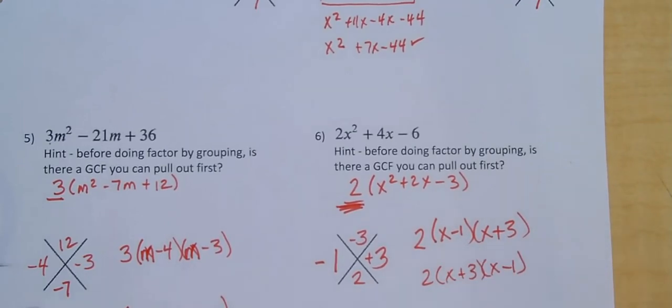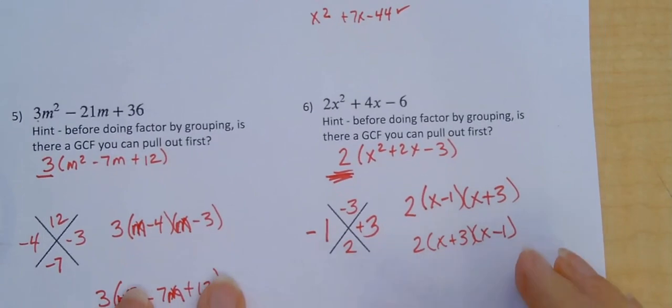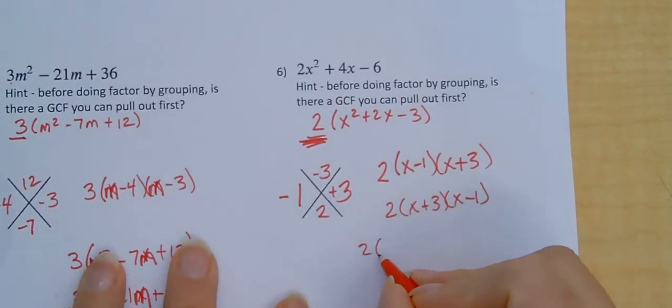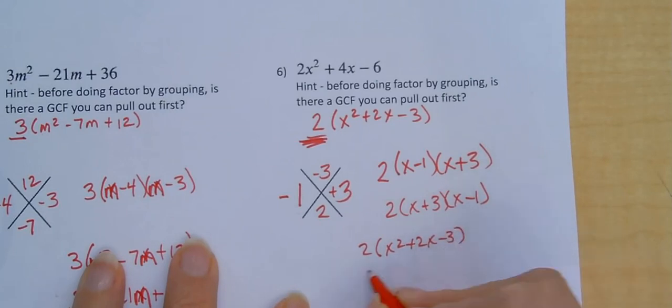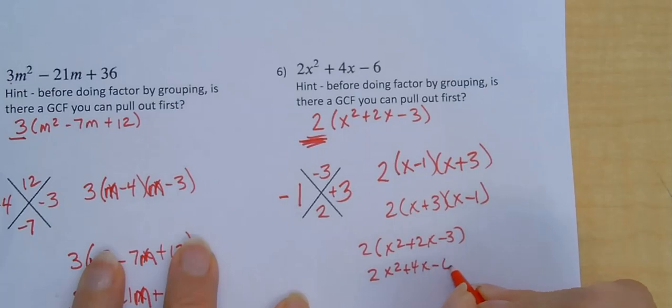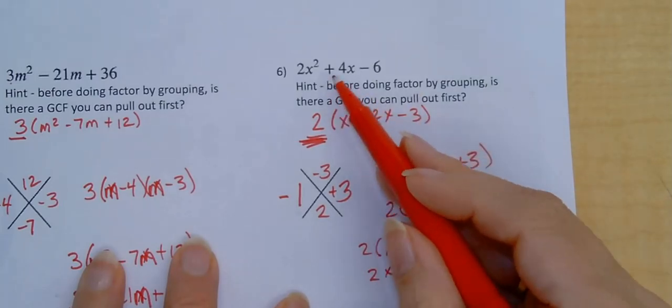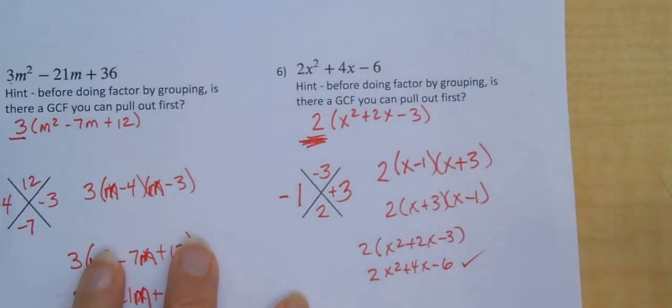Don't forget, if you write 2 times x plus 3 times x minus 1, that's totally fine. Commutative property. Okay, and if I double check, I'm going to have 2 times x squared plus 2x minus 3, which is going to give me 2x squared plus 4x minus 6, and I want to check up here, 2x squared plus 4x minus 6. Check, it worked out.